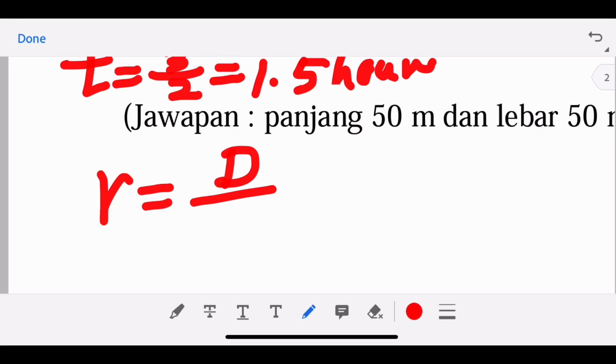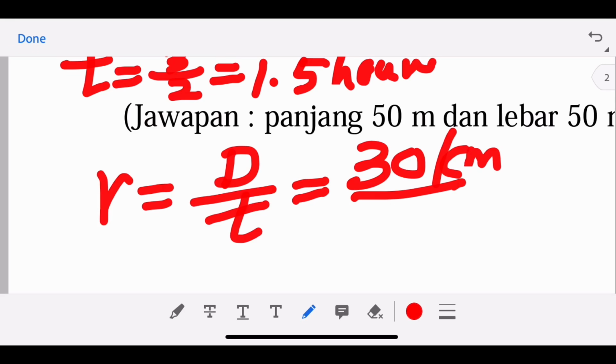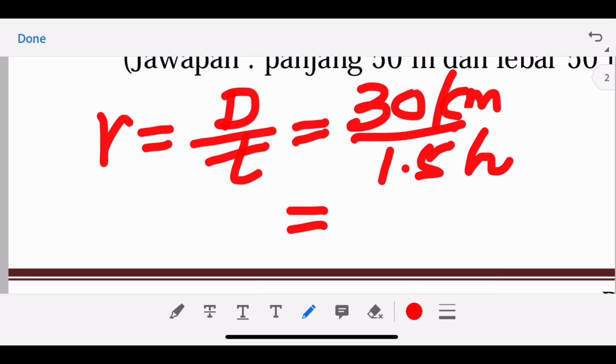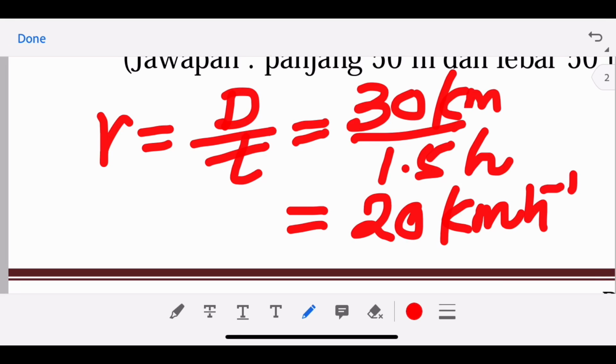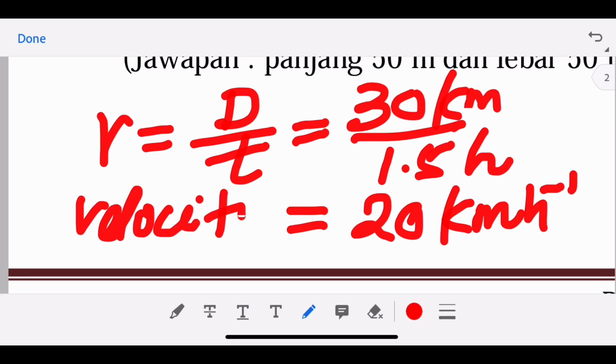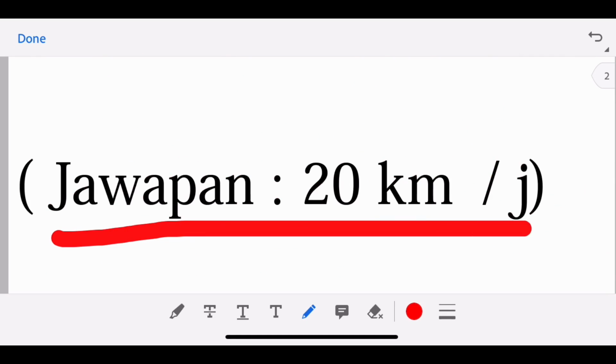But you're asked to find the velocity, right? You're not asked to find the time. So it's 30 over 1.5 hours. So the speed is actually distance over the time. So it's 20 kilometers per hour. Alright, so this is the answer for the speed, or the initial speed, or we call it velocity. Okay, so this is the answer for the speed for the question number 220, right?